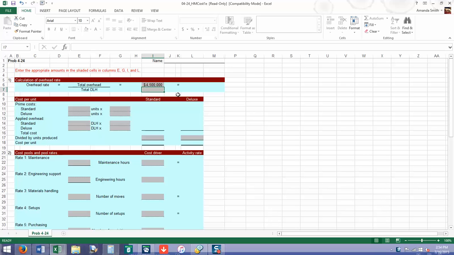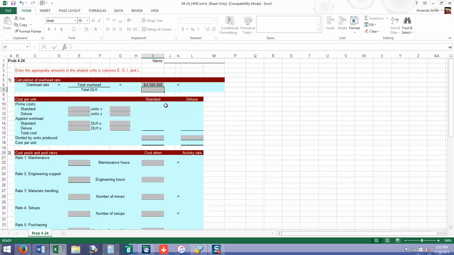And then the direct labor hours. To calculate that, we're going to look at the problem on page 178. We're going to look at the machine hours for both the standard model and the deluxe model, add those numbers together, and that's going to give you the direct labor hours. And then therefore that will calculate your rate for you.